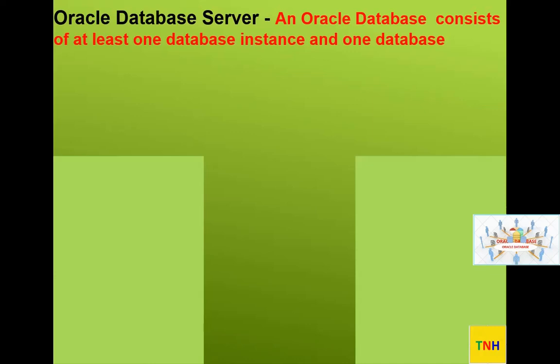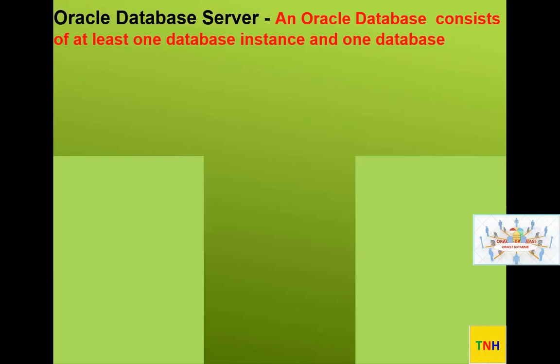So the Oracle database server. I have given a definition, which is extracted from one of the references I have given earlier. An Oracle database consists of at least one database instance and one database. You might be confused about what is being said there, but the definition is in the Oracle documentation as well as in the technical reference. So we need to get an idea about this.